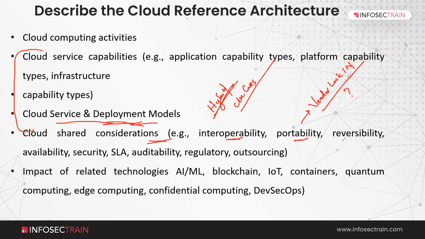Then there is a new concept they have introduced in the exam version called as reversibility. What is reversibility? So now I'm going from on-premises to cloud platform, or maybe one cloud to another. Due to some reason, if I don't like it, I should be able to get back to my previous state. I should be able to get back to my previous scenarios. That's basically what we call as reversibility. Or I should be able to remove all my data from the previous vendor. All these things are part of reversibility.